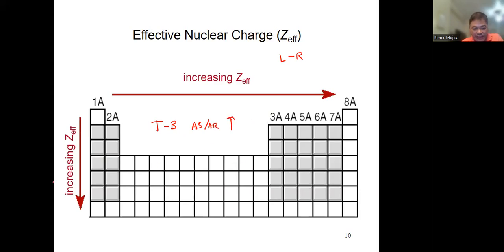It increases, but it's not due to the SEP. What's the main reason why the size increases from top to bottom? It has something to do with this. What is N from our previous lecture? Principal quantum number, which relates to the size. So as N increases, the size of the atom also increases.